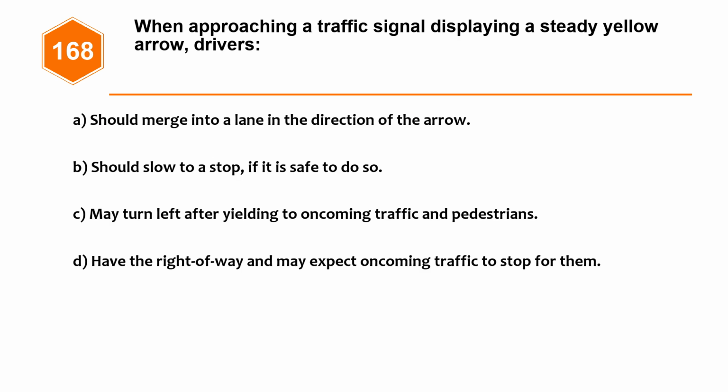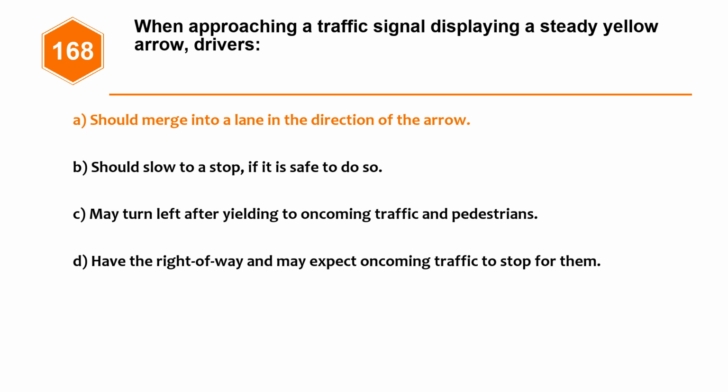Question 168. When approaching a traffic signal displaying a steady yellow arrow, drivers: Option A, should merge into a lane in the direction of the arrow. Option B, should slow to a stop, if it is safe to do so. Option C, may turn left after yielding to oncoming traffic and pedestrians. Option D, have the right of way and may expect oncoming traffic to stop for them.